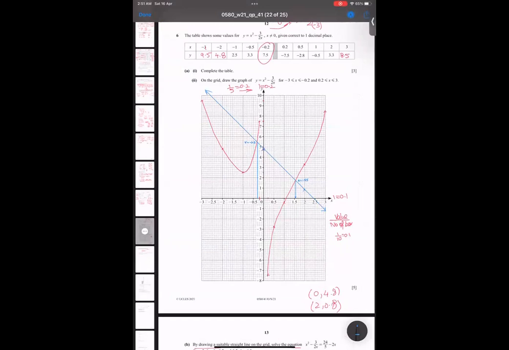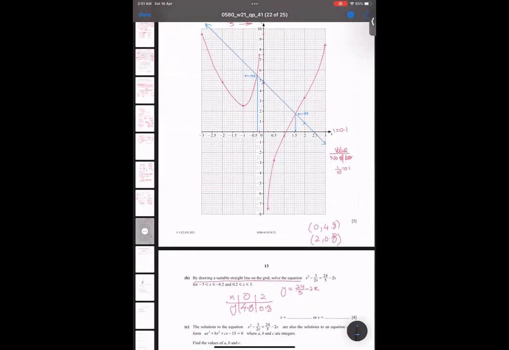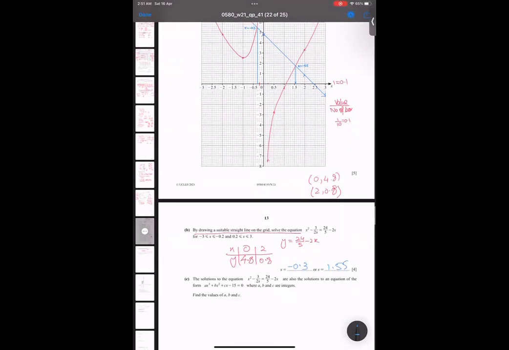I'm writing the answer finally. The answers are x is equal to negative 0.3 and 1.55. So it is not exact, it is a range. That is why we have values in the middle, any two values. So it is a range given. So Alhamdulillah Rabbil Alamin, the point is very clear. The last part of the question I want to discuss.